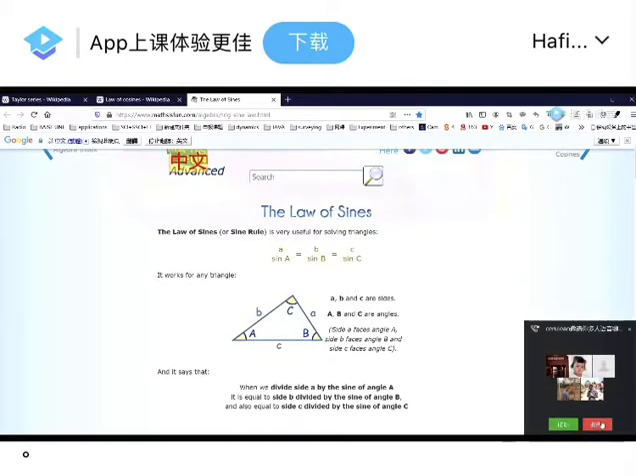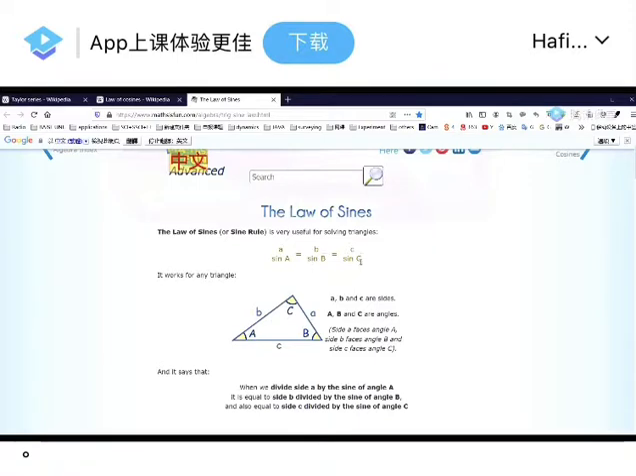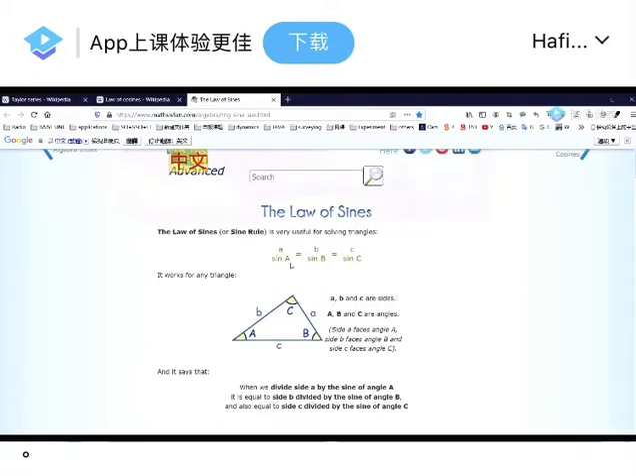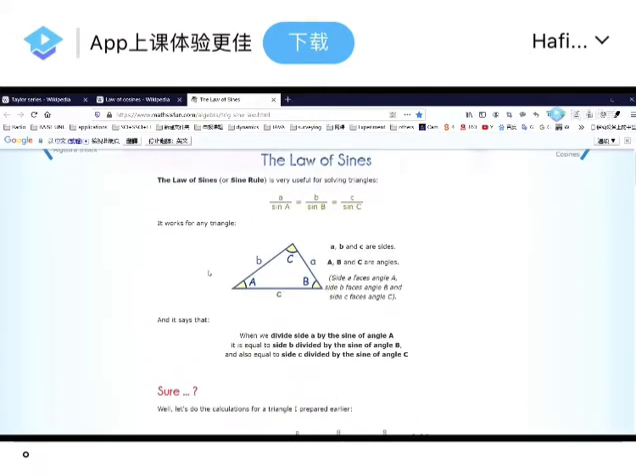And c over sine C. Okay, you get all this. This one is called the law of sines. And why is this one important to our surveying?